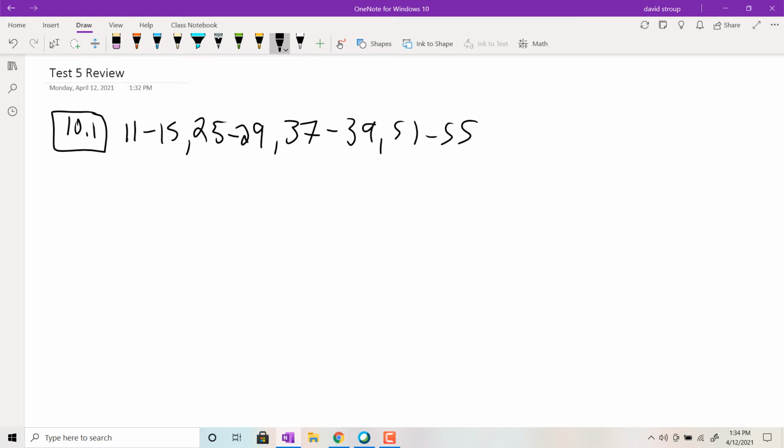And basically, the types of problems are just sketch the parabola, sketch the ellipse, sketch the hyperbola. You may have to complete the square. You have to identify foci, vertices, center, that sort of stuff. Okay, so we'll begin with the parabola.